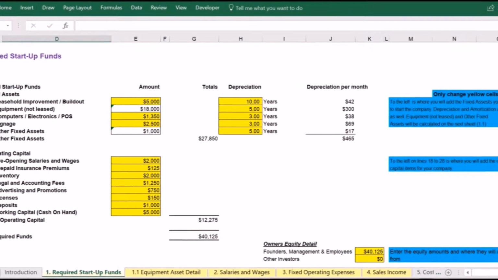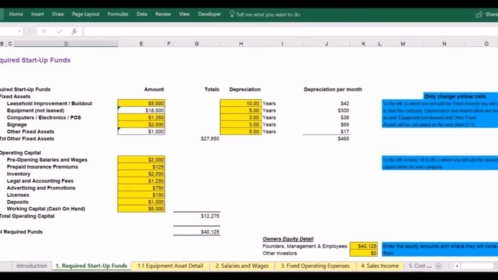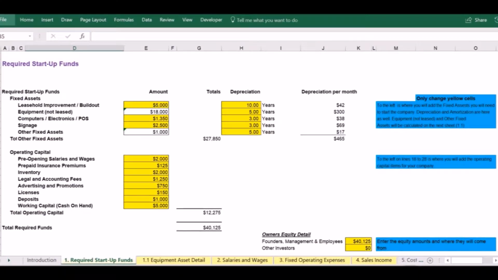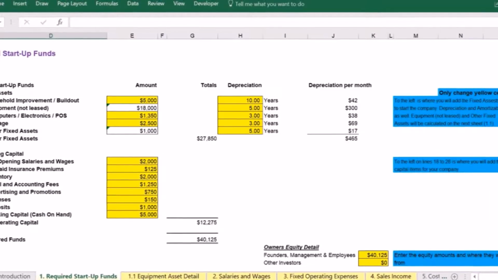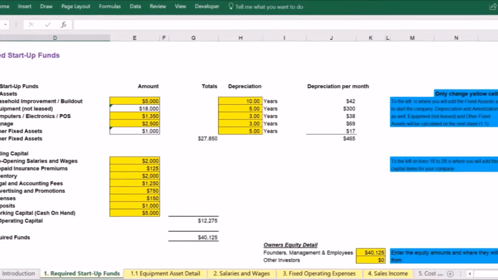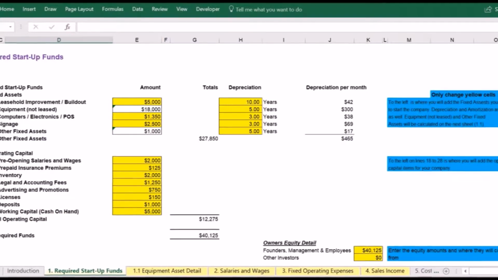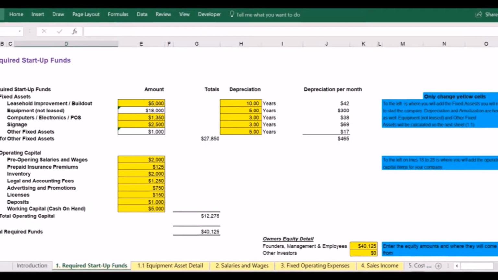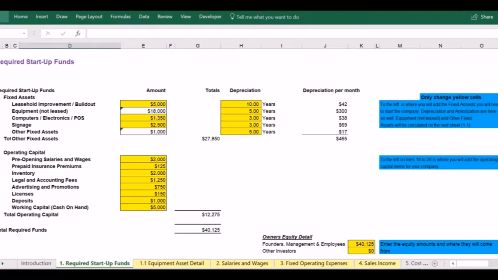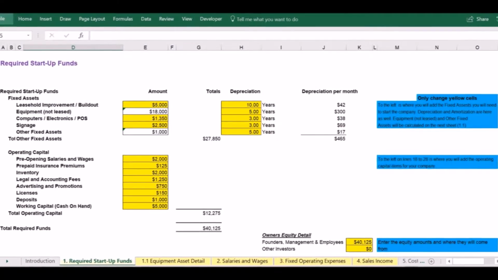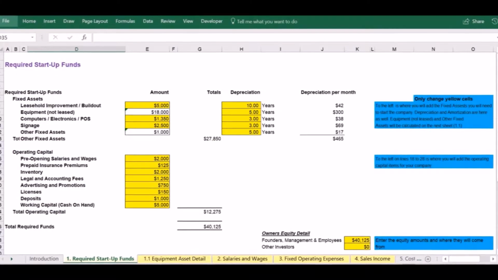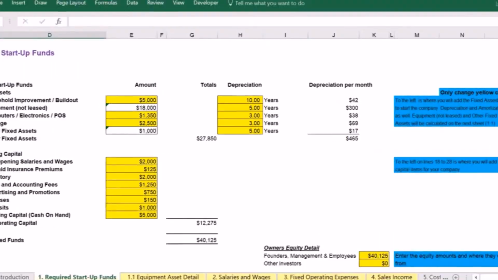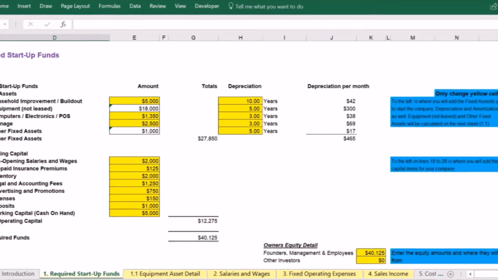The Required Startup or Expansion Funds tab is where you will detail the costs for your catering company. This is tab 1 in the workbook. Any equipment you will need and more goes here. You will want to enter the specific numbers for your own catering company venture in the yellow cells.